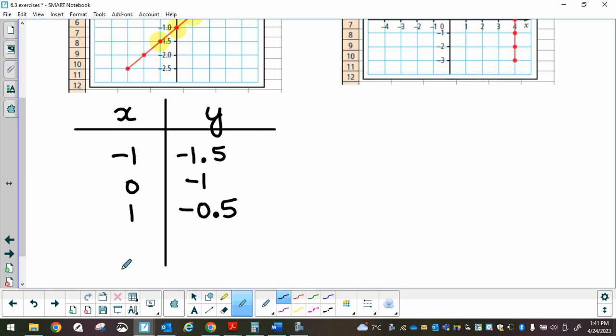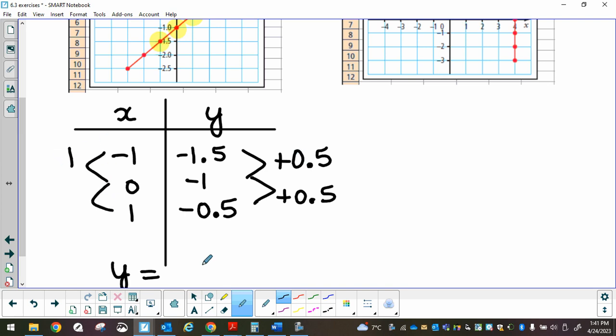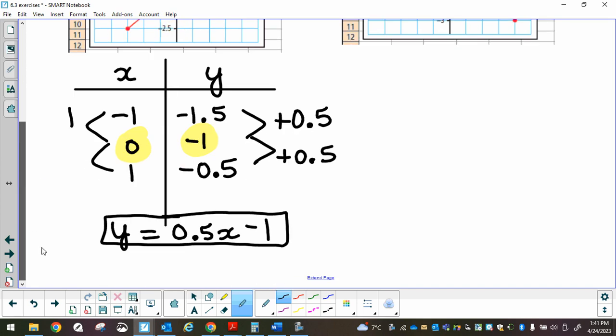Okay, and go build your equation. Y equals, what are we doing here? I'm adding 0.5 each time. This side we're adding 1. 0.5 divided by 1 is 0.5x. And then your 0 value is -1. Okay, half x minus 1. You could write that like this. That's the same thing, 1/2 x minus 1.